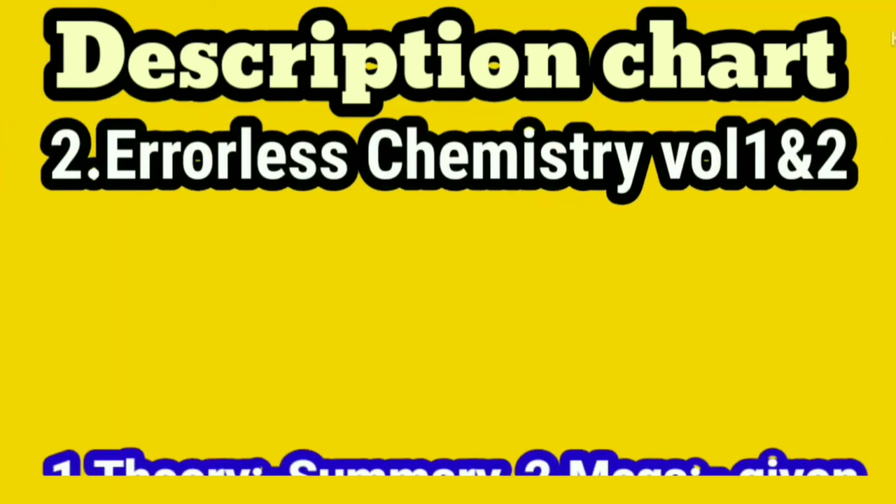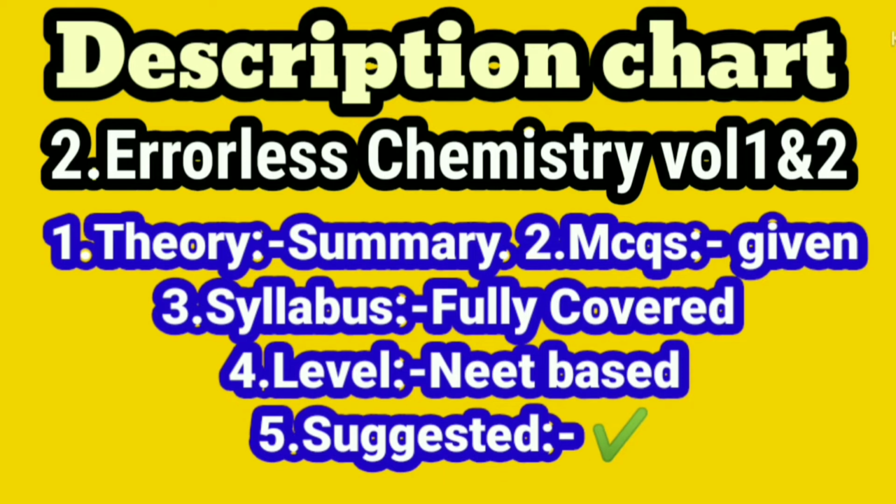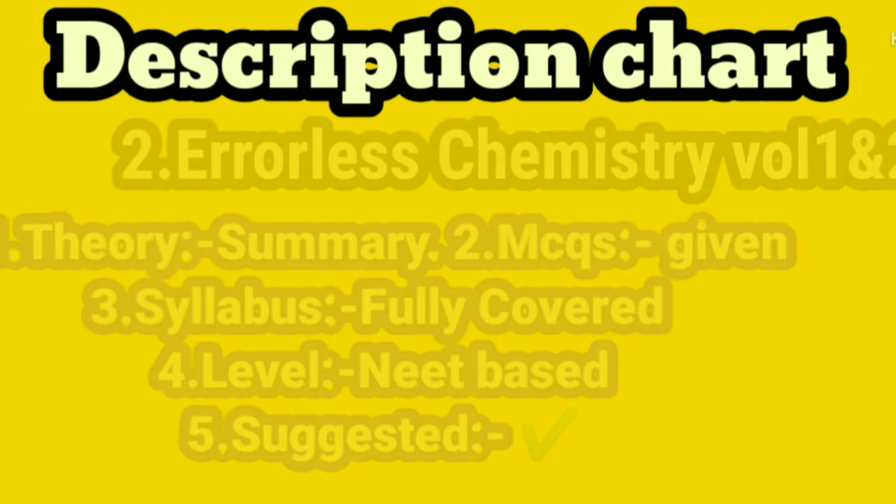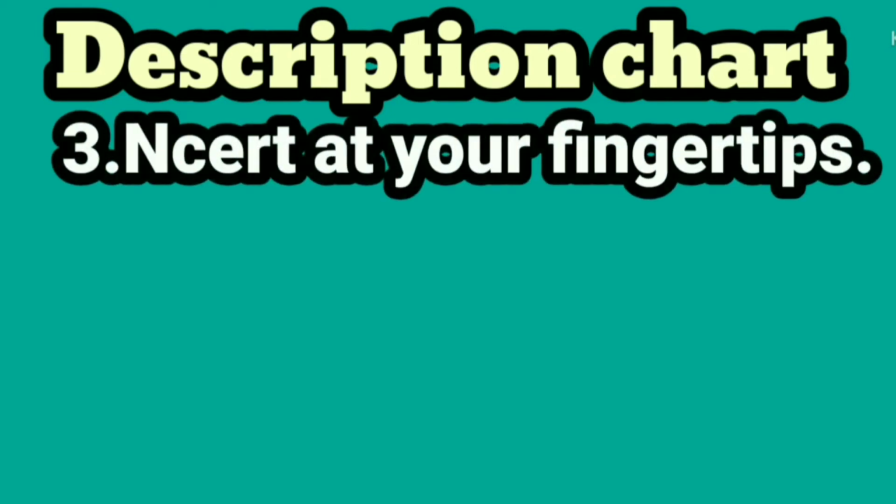Second book is Errorless Chemistry Volume 1 and 2. Theory summarization has been done for each chapter, but you cannot find the whole chapter completely. MCQs are given. Syllabus is fully covered, level is NEET based. Yes, I suggest it, but only take this book when you are a fresher and when you have enough time to prepare. The third book is NCERT at Your Fingertips.